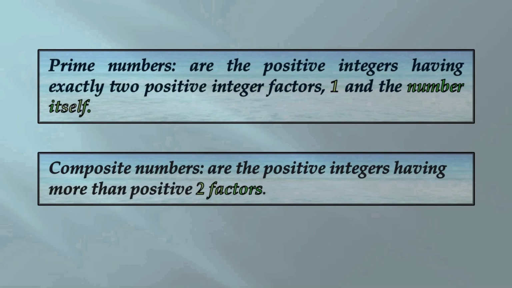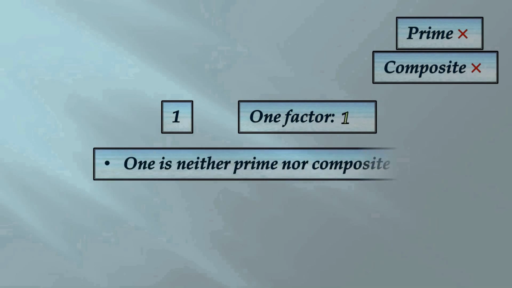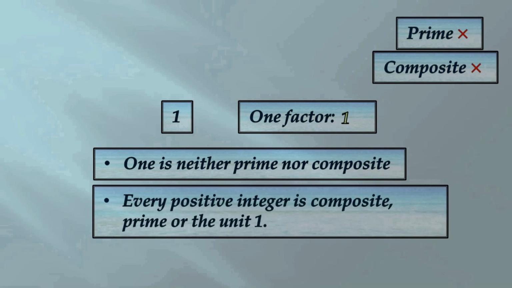Note that the definitions of prime and composite numbers don't allow 1 to be a prime or composite number. 1 has only one factor, namely 1. 1 is neither prime nor composite. Every positive integer is composite, prime, or the unit 1.